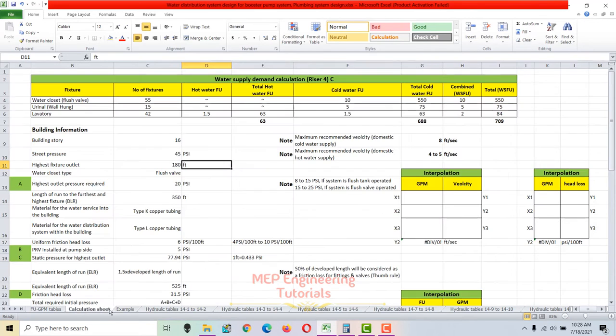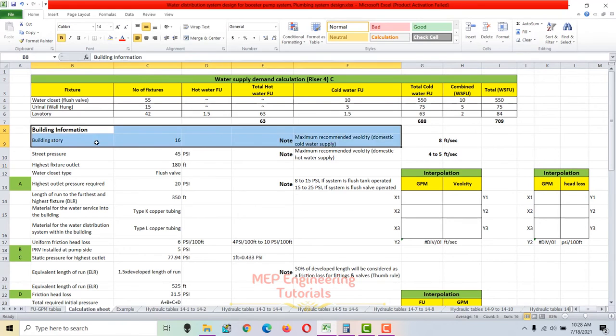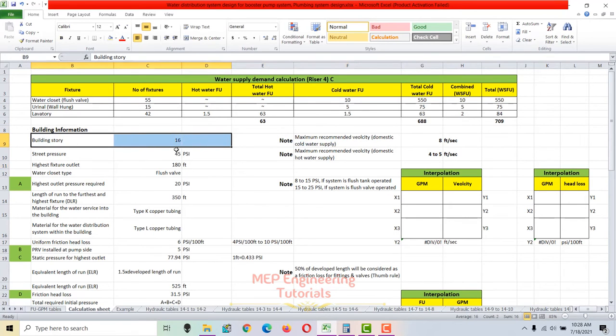So as you can see that we have a water service main line, and this is from the street main. If you see the building information, it's a 16-story building, so I have written 16-story in here, and the street pressure we need to write here. So this street pressure, how will you get this one? You need to get this from the local authority of your area. Normally they keep the record of the street pressure, so you need to write it in here. So let's say the local authority reported the street pressure is 45 psi in our area.